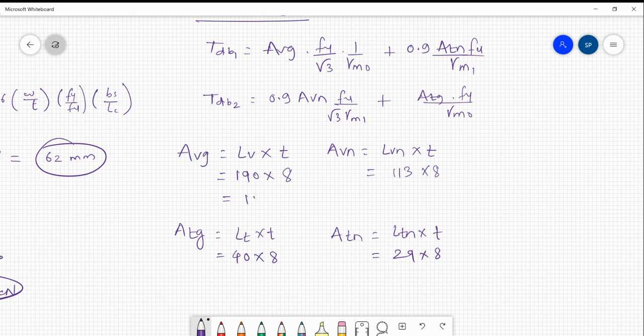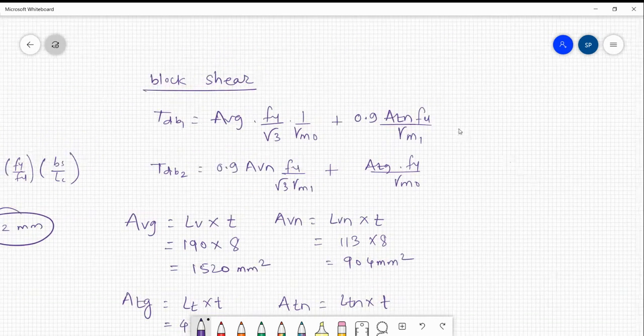So AVG comes out to be 1520 mm square. Then AVN comes out to be 904 mm square. Then ATG comes out to be 320 mm square, and ATN comes out to be 232 mm square. You just have to put these values AVG, ATG, AVN, ATN in TDB1 and TDB2 to get the values of these two strengths.